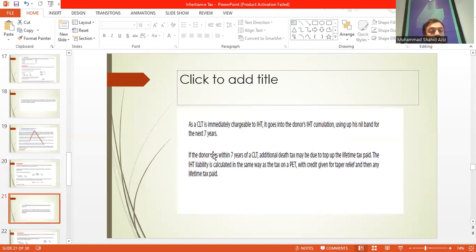As the CLT is immediately chargeable to inheritance tax, it goes into the donor's inheritance tax accumulation, using up his nil rate band for the next 7 years. If the donor dies within 7 years of a CLT, additional death tax may be due to top up the lifetime tax paid. The inheritance tax liability is calculated in the same way as the tax on a PET, with credit given for the taper relief and any lifetime tax paid.